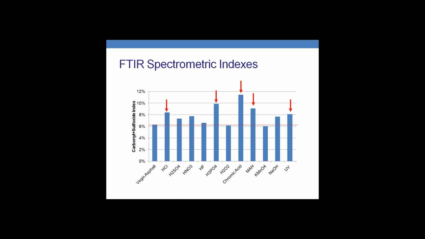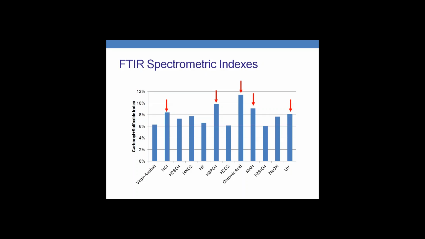So quickly, we're looking at those results again. I'm skipping over some stuff. We showed that, yes, we are getting more oxidation with a number of these treatments. So here's our virgin asphalt, that red line is the baseline. Hydrochloric acid, chromic acid, phosphoric acid, all of those are increasing our oxidation.